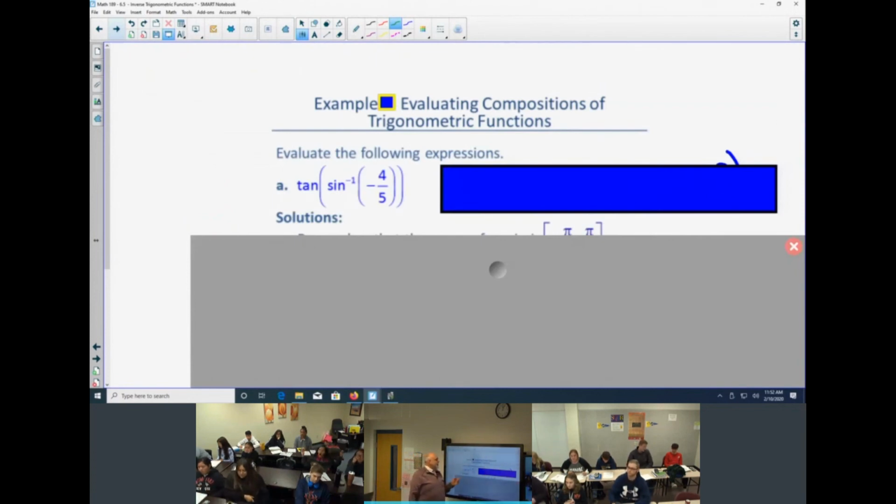Let's say we want the tangent of the inverse sine of negative 4/5. Now, these are not going to cancel, because it's not the sine of the inverse sine. So what you want to do is draw a triangle. Start with the inside, and you want a triangle where an angle has a sine of negative 4/5. Once you draw that angle, then you're going to find the tangent of that angle. So first, let's draw the triangle.